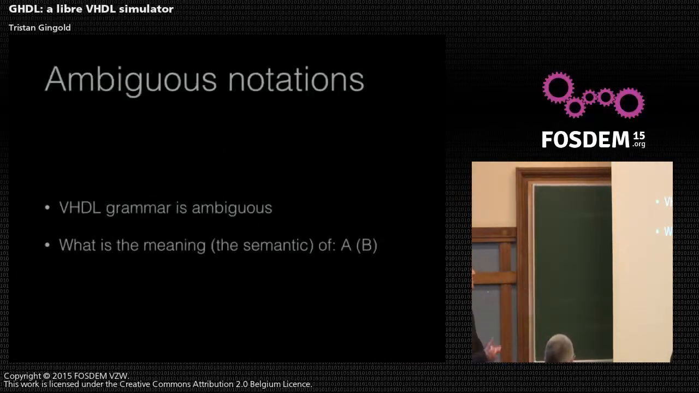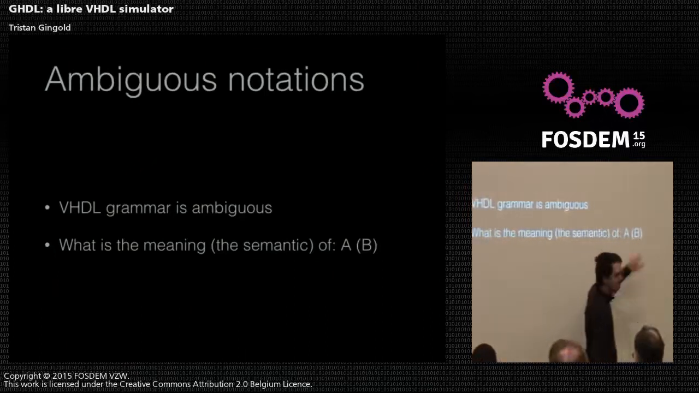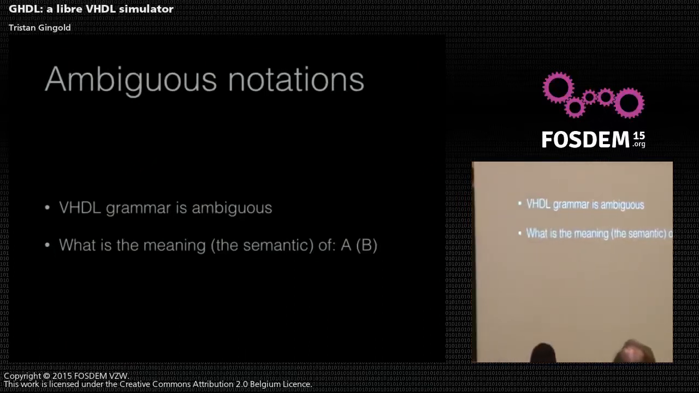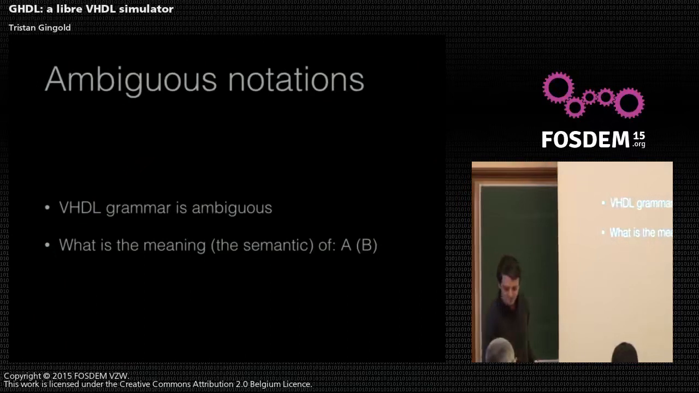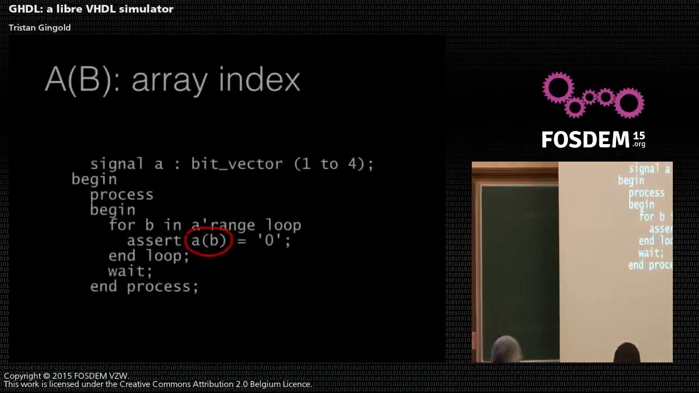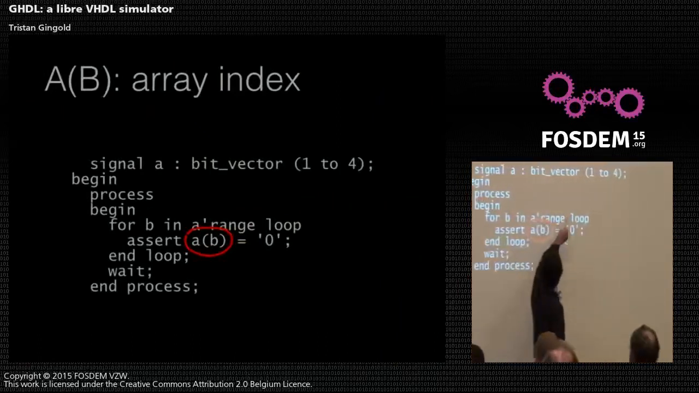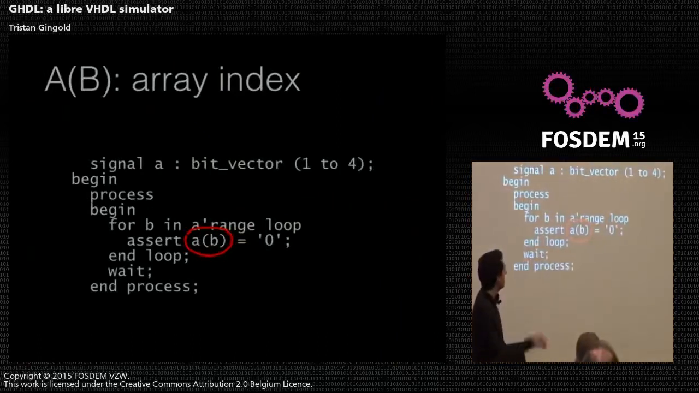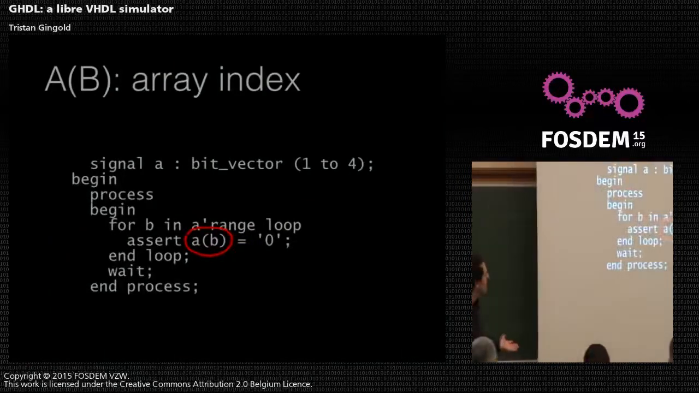The strange thing that comes directly from Ada is that the VHDL grammar is ambiguous. I have a few slides on an example. My favorite example is what means A of B. If you know VHDL a little bit, you will guess that it might be an array index. So here A is declared as a bit vector, and B just selects an element of the vector. So A of B can be an array index.